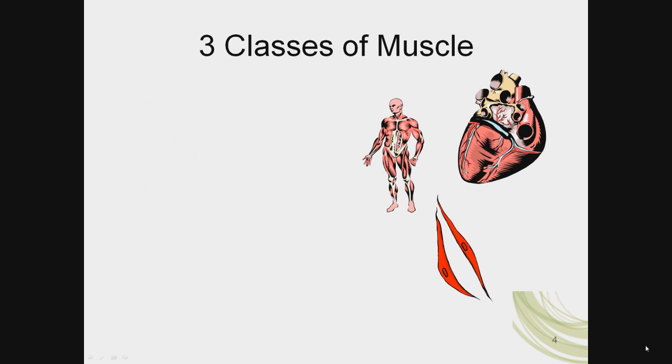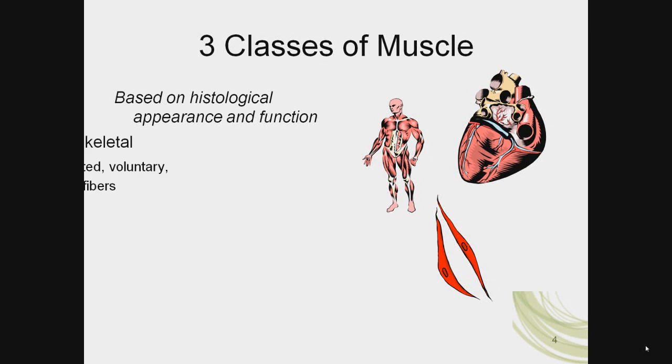There are three main classes of muscle, and you are expected to know all of their properties, both physical, meaning what they look like, as well as functional, meaning how they work. So first of all, what they look like, that's the histological appearance. And then the functional categories, which alludes to how they work, what makes them contract, etc.